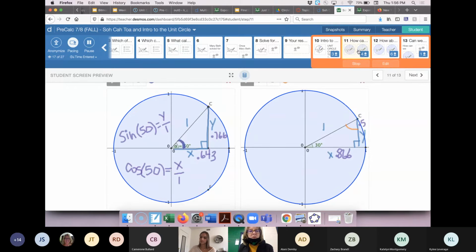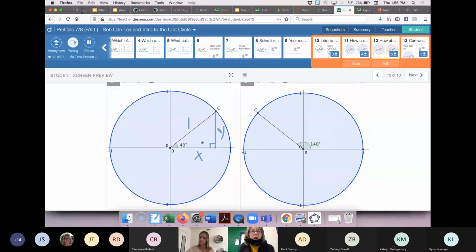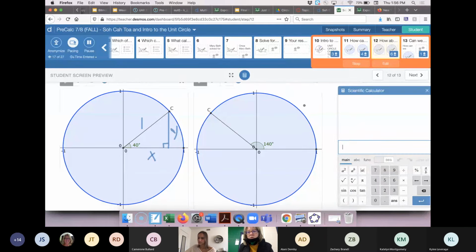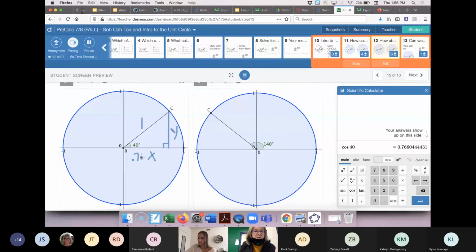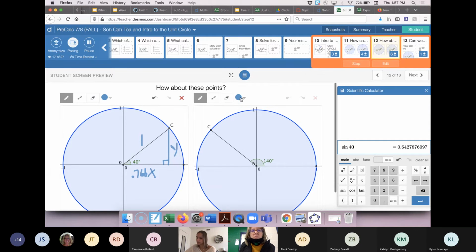Let me look at the other one. We did 50 and 30. Now we're doing 40. Okay, 40. So I can find the cosine of 40, which will be this side, and the sine of 40, which will be this side. So let me just do those real quick. All right, so this is 0.766 and 0.643. Those numbers seem familiar, don't they?